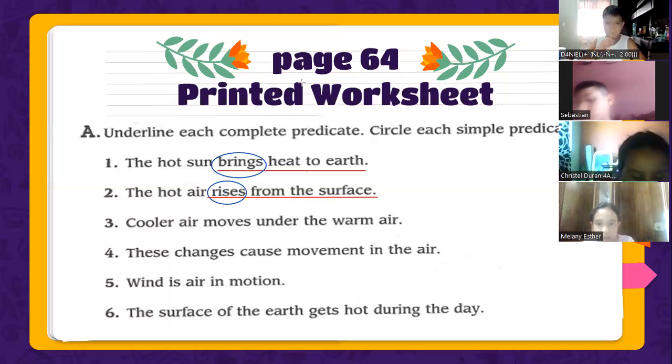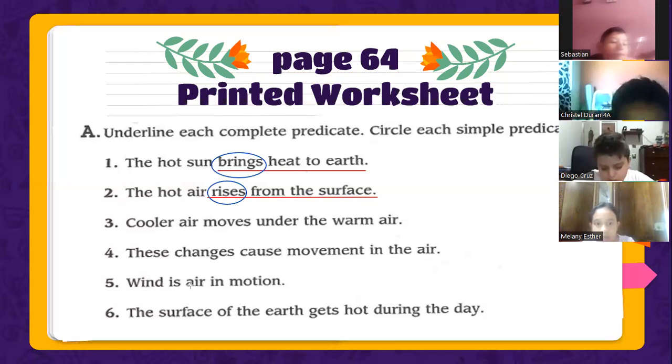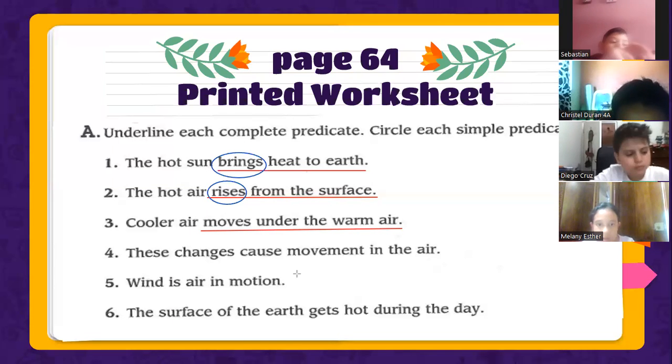The next one. Cooler air moves under the warm air. Under the warm air, but it's incomplete. Moves, exactly. The action in this sentence is moves. And what is the simple predicate? Moves.